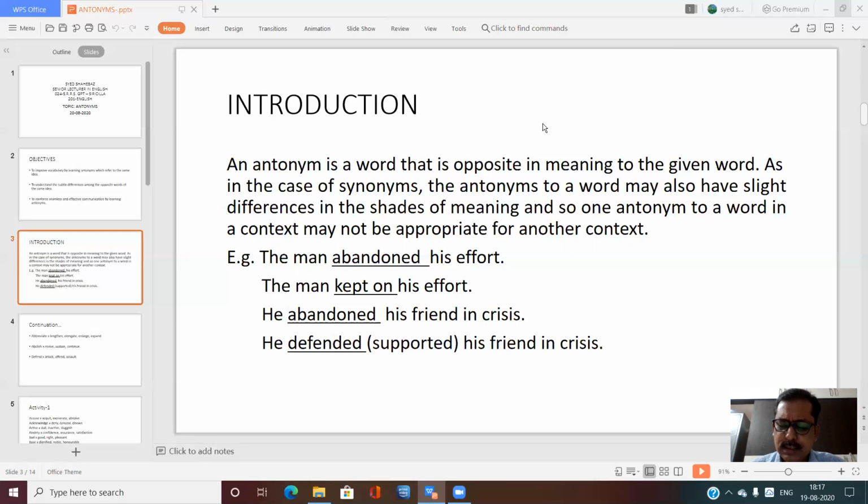For the sentence, the man abandoned his effort, the sentence with the opposite meaning will be, the man kept on his effort. But for the sentence, he abandoned his friend in the crisis, we convey the opposite idea by saying he defended or supported his friend in the crisis.